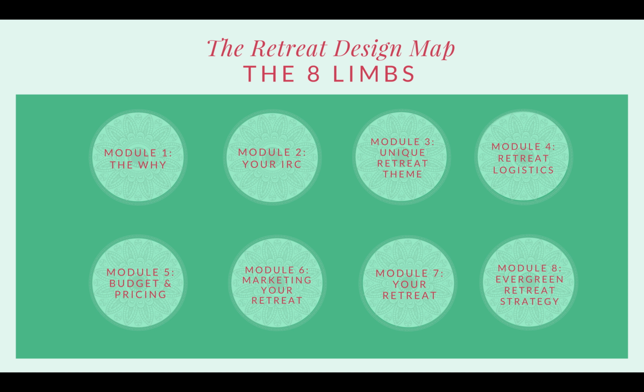And module 3 is all about creating a unique retreat theme and bringing in your voice, your teaching style, who you uniquely are into your retreat so that it feels super aligned to who you are, right? And module 4 is all about retreat logistics. And that is putting all the pieces of the puzzle together and really figuring out the food, the accommodations, the travel, the location, and all these things that you need to figure out when it comes to retreat planning.